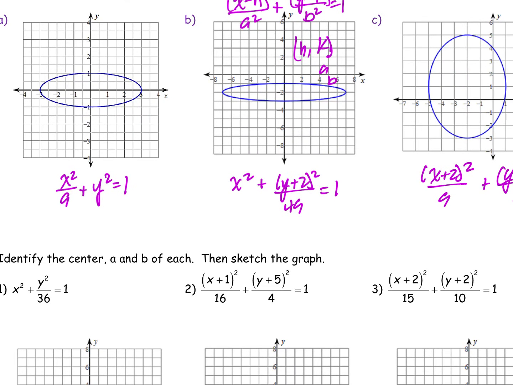Oh my gosh, I so did number 2 wrong. It shouldn't be y over 49, it should be x over 49, right? Because that's the width. A is 7, B is 1. Okay.